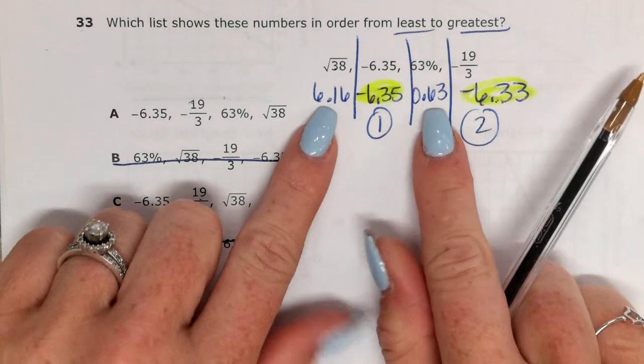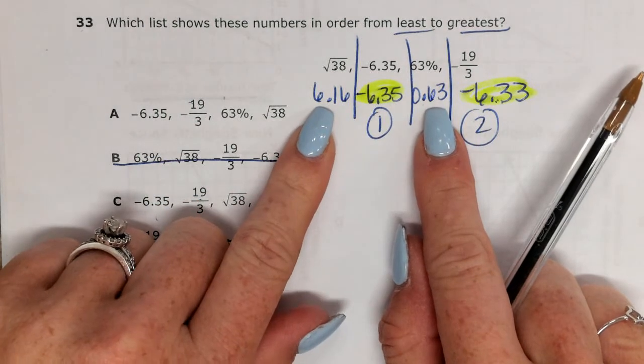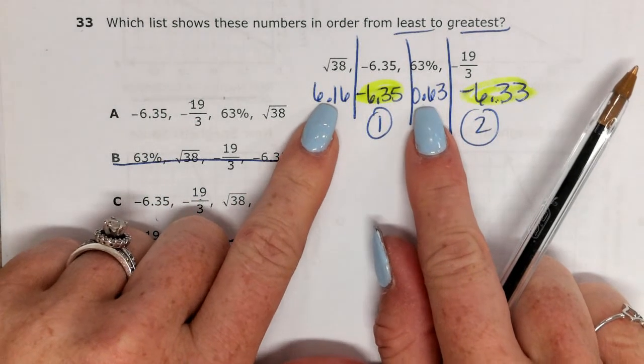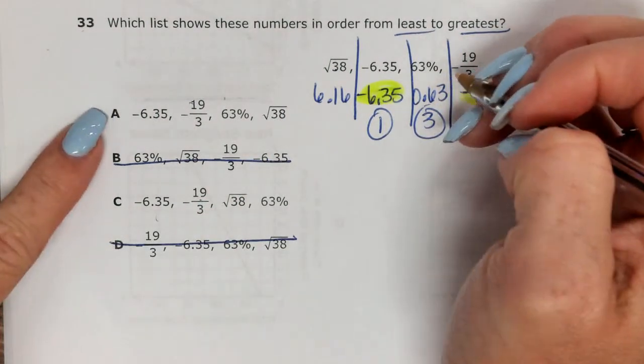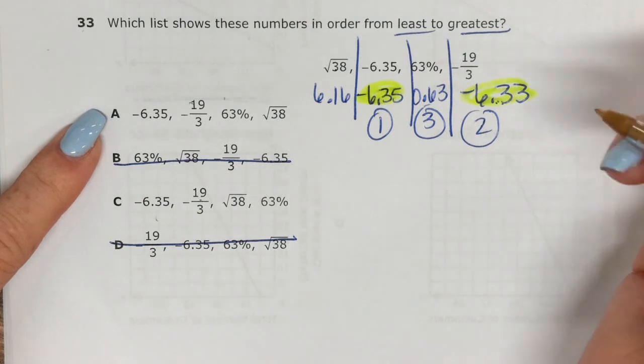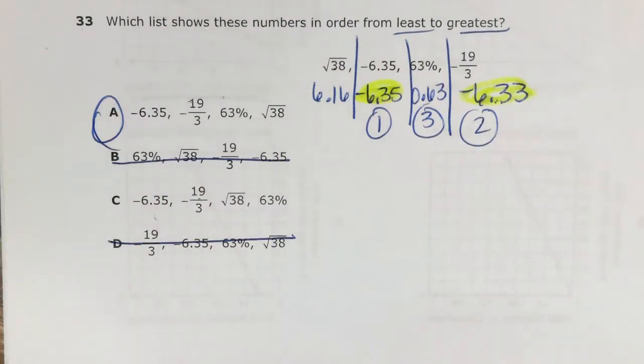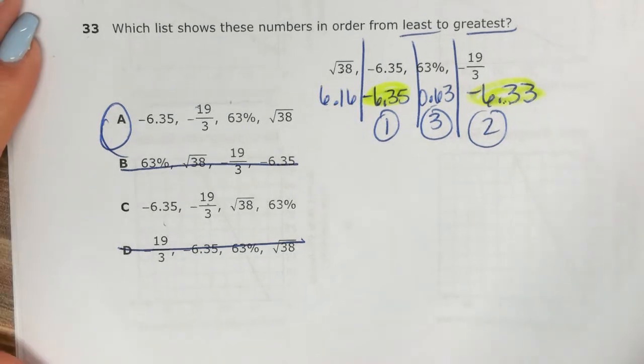All right, now I've got this easy third grade problem. Which one's worth the least, 63 cents or $6? This one. So the correct answer is A. Please do not miss those.